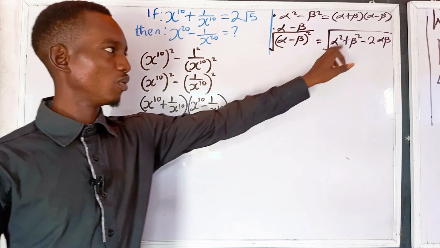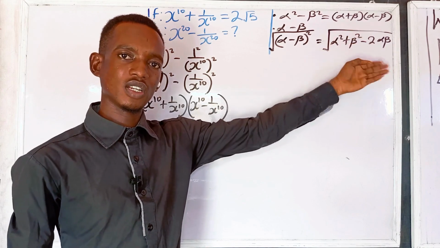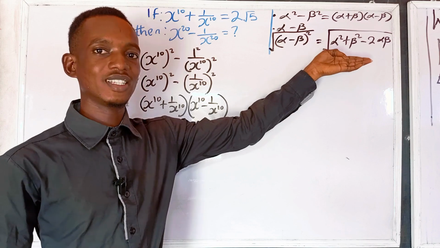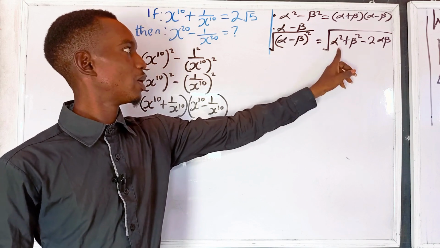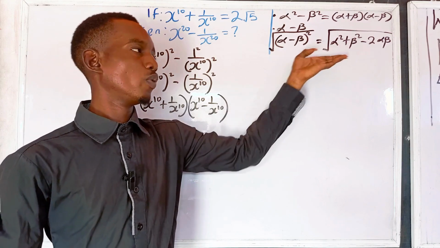Before we substitute, we don't need this square. We have to simplify this further. We're also going to use an algebraic identity, okay? So now we have alpha squared plus beta squared.